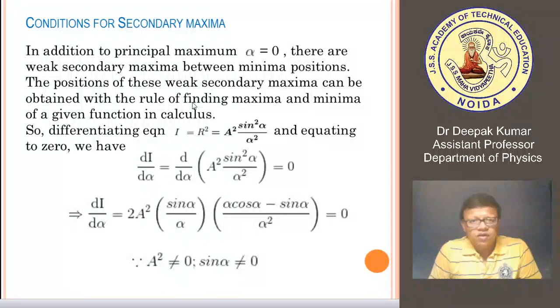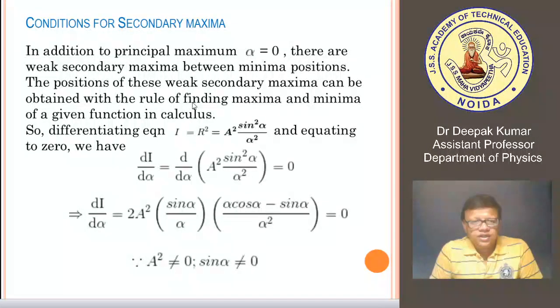In our case, the value of I is a function of alpha, so I must be A square sin square alpha upon alpha square, and if you want to find the maxima or minima of this particular expression, then you have to differentiate this expression with respect to alpha and put the value equal to 0. So now we are differentiating this expression of I, which is A square sin square alpha upon alpha square, with respect to alpha, and then putting it equal to 0.